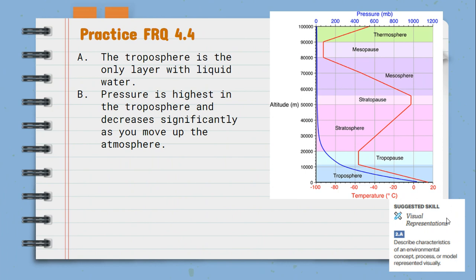Okay, looking at the first question there, in which layer would you find water molecules in its liquid form? That would be the troposphere, because remember, that's the layer closest to Earth's surface, where the most molecules would be found and where weather is going to occur. Remember, in the second one, describing pressure, pressure is highest in the troposphere and decreases significantly as you move up the atmosphere, right, due to less and less density of molecules.